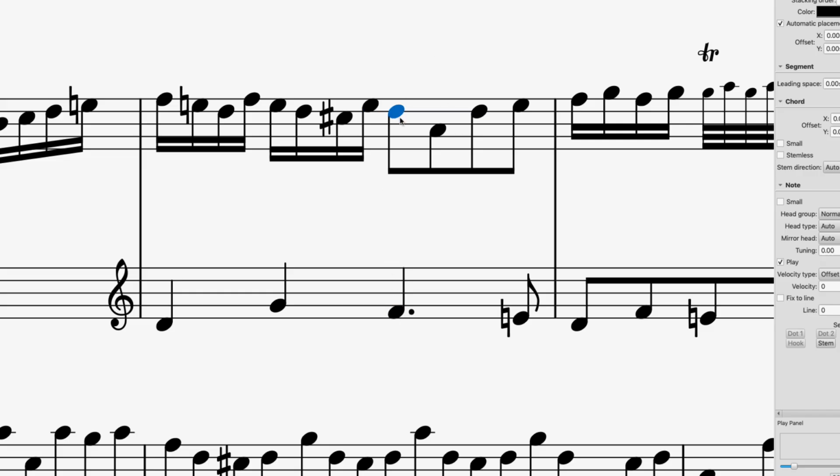F to D is a sixth. F to A is a third. F to D is a sixth. E to E is an octave. So you can see lots of thirds and sixes make for more comfortable invertible counterpoint.